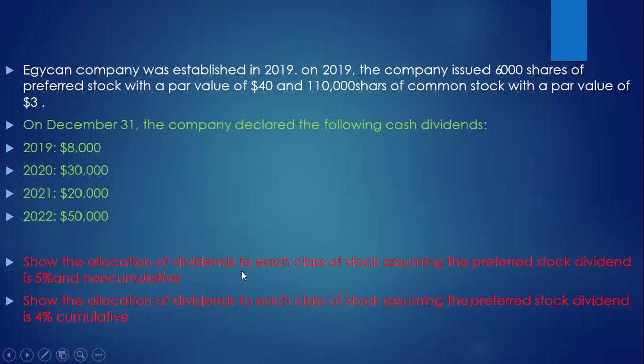Details of the shares. We have preferred dividends, that is 5%, and they are non-cumulative. While the other dividends get 4% cumulative. So non-cumulative and cumulative, let's know the difference between them. Within the preferred stock, you've got 5% non-cumulative and 4% cumulative. So what is non-cumulative? What is cumulative?